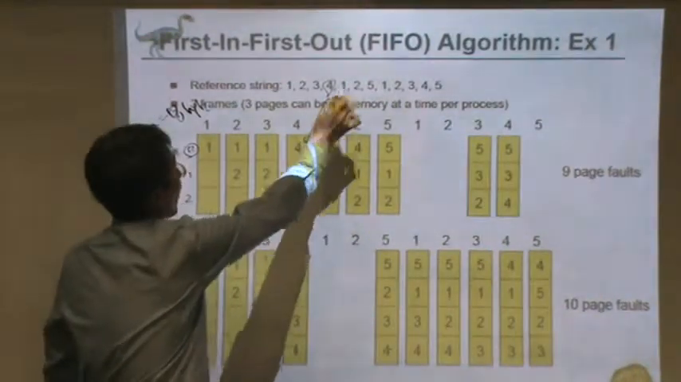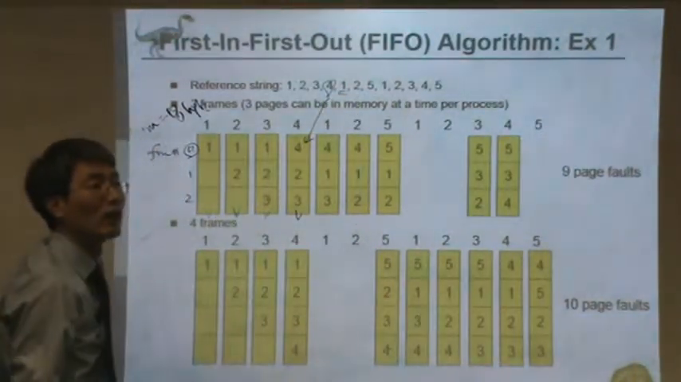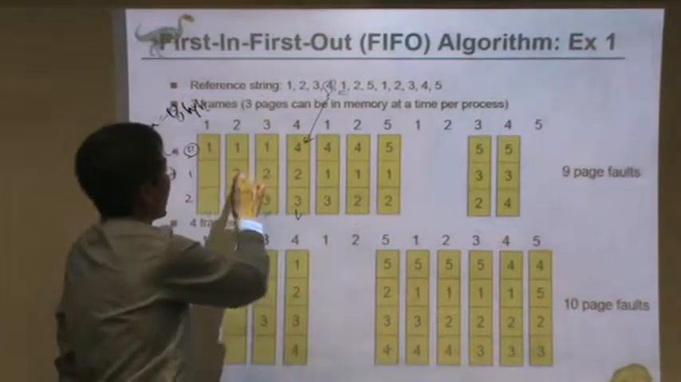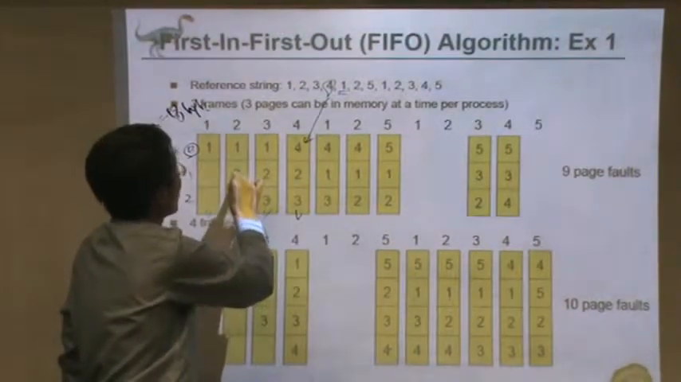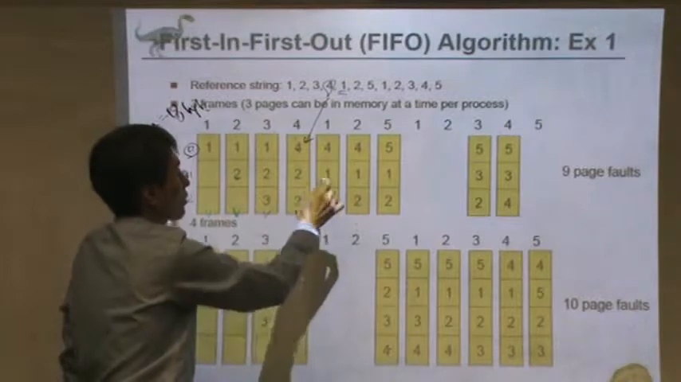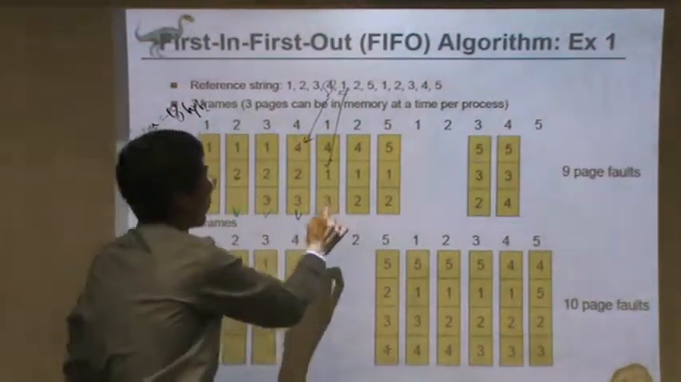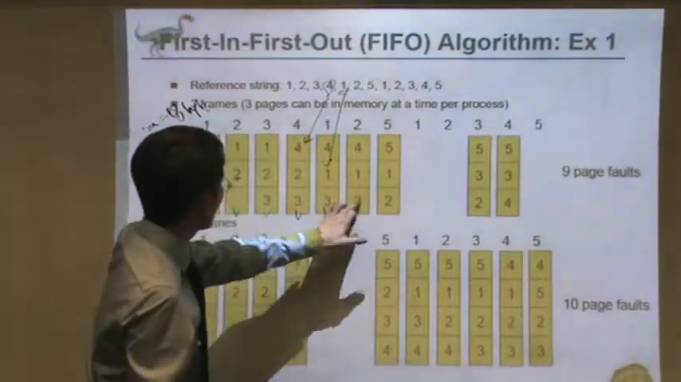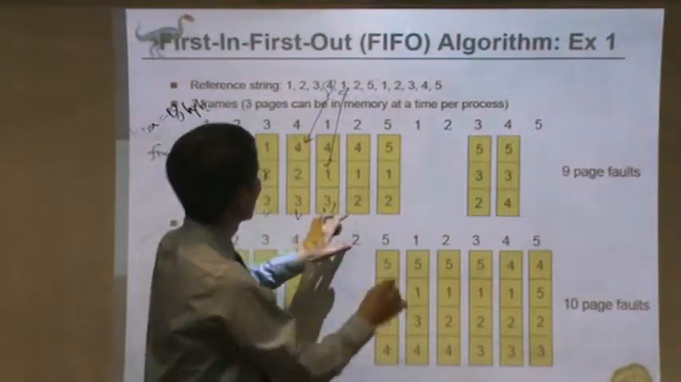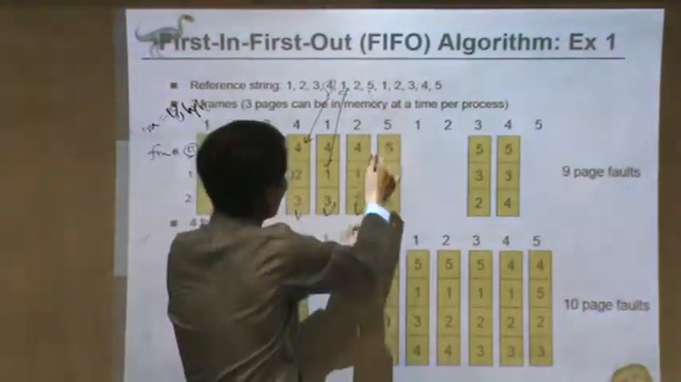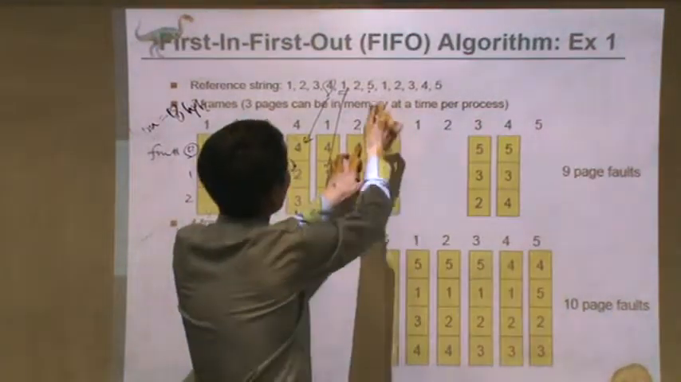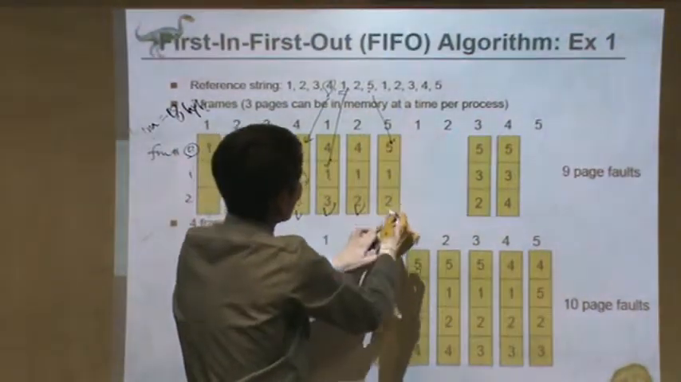What about the next one? 1 is not there. No. So we need to find the victim page. This one is the oldest one, first in. So this one will be replaced. This page fault. And 2 also, so this one will be replaced. Page fault. 5, there's no 5, so this is the oldest one, so it goes here. 5, 1, 2, page fault.